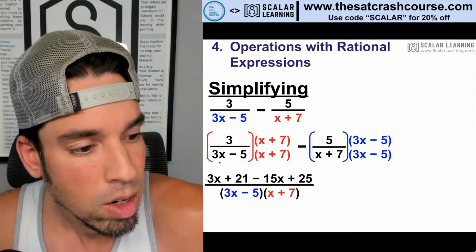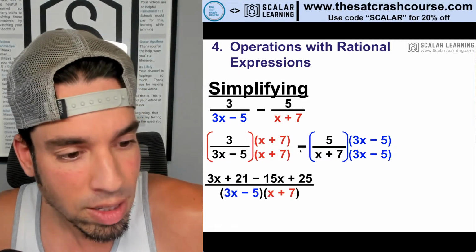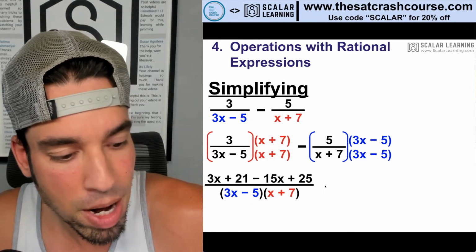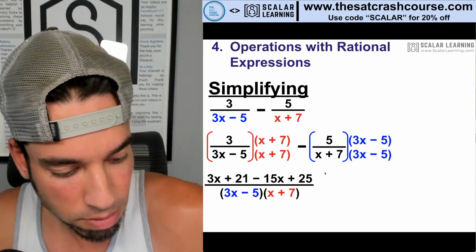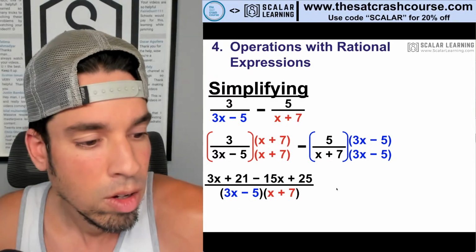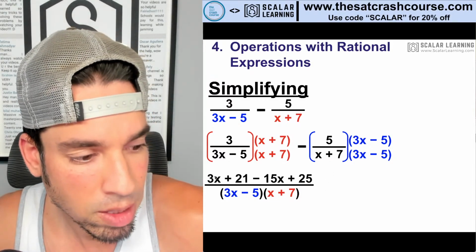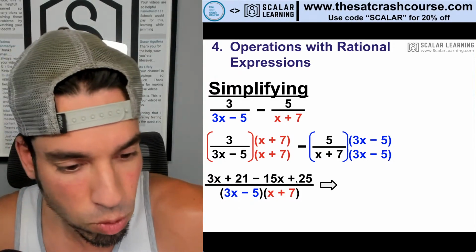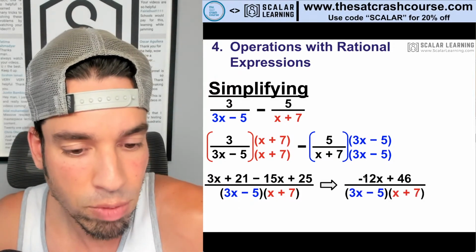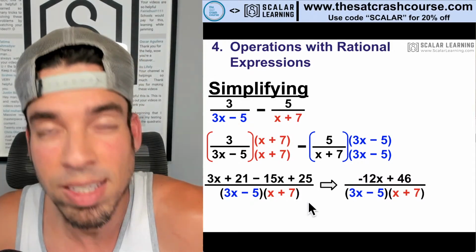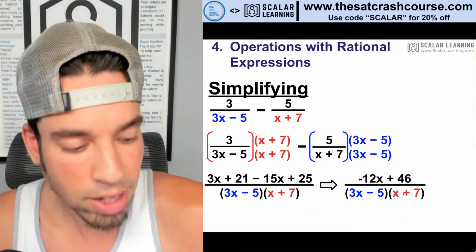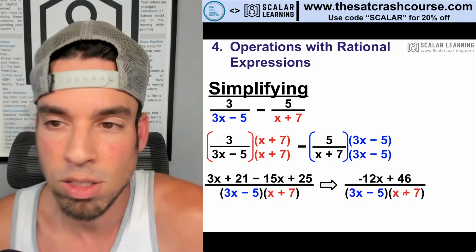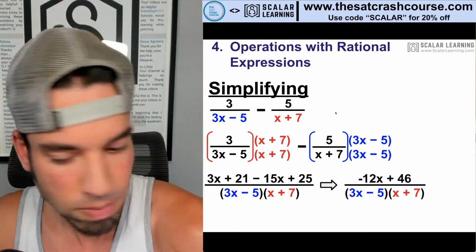As I mentioned, we got 3x plus 21, and that's really a negative 5 being distributed. Therefore, we get negative 15x and positive 25, right? Now we're going to combine like terms. 3x minus 15x is negative 12x. 21 plus 25 is 46. And we are left with negative 12x plus 46. And notice I didn't FOIL the denominator. I could have FOILed it out, but usually in the SAT, I'm noticing they don't do that, so I left it as is.